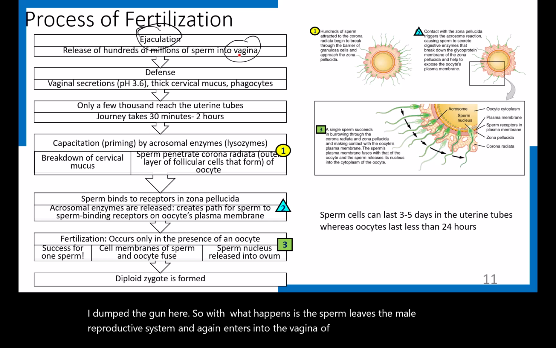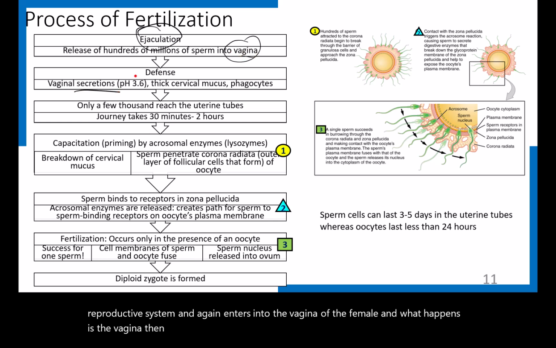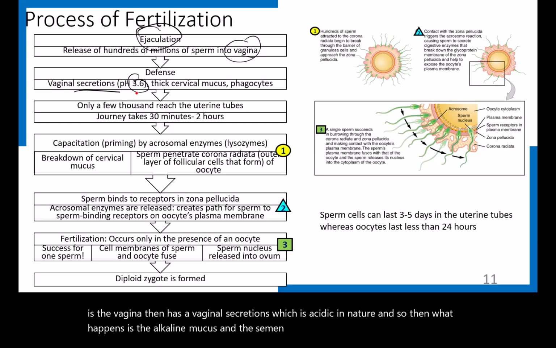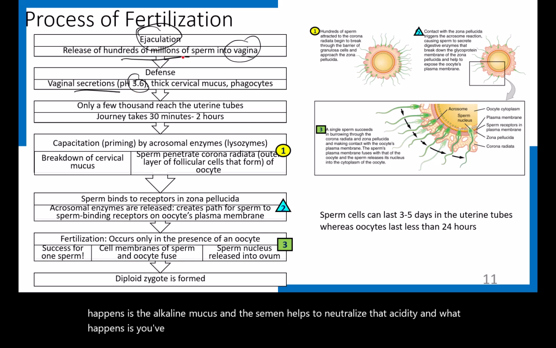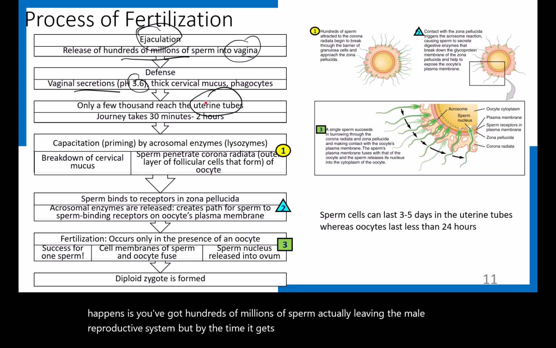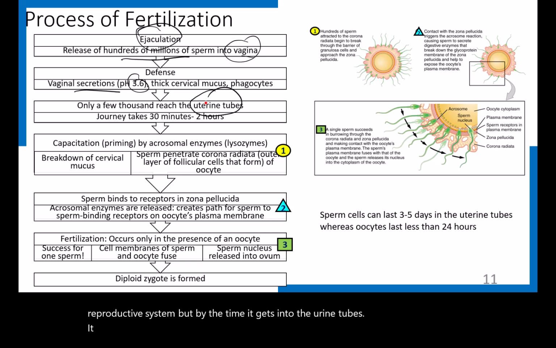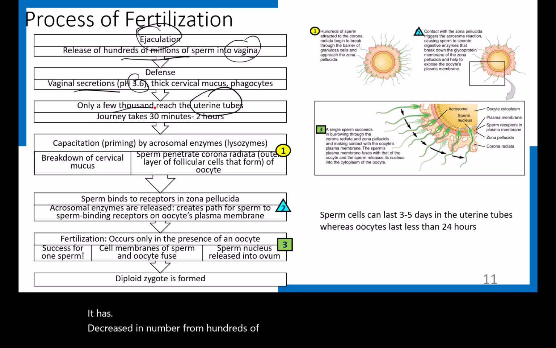And what happens is the vagina has vaginal secretions, which are acidic in nature. And so the alkaline mucus in the semen helps to neutralize that acidity. You've got hundreds of millions of sperm actually leaving the male reproductive system, but by the time it gets into the uterine tubes, it has decreased in number from hundreds of millions to only a few thousand.